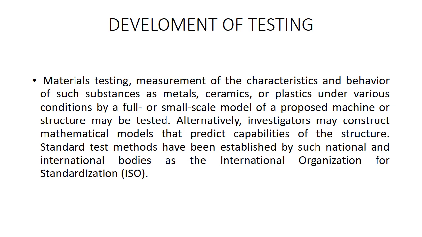Material testing measures the characteristic and behavior of substances, metal, ceramic, plastic under various conditions by full or small scale models of a proposed machine or structure that may be tested for this. So to maintain the quality and consistency of the final product, it will be very, very important. To avoid mistakes at the first stage, that is the manufacturing stage itself, we have to determine those mistakes.